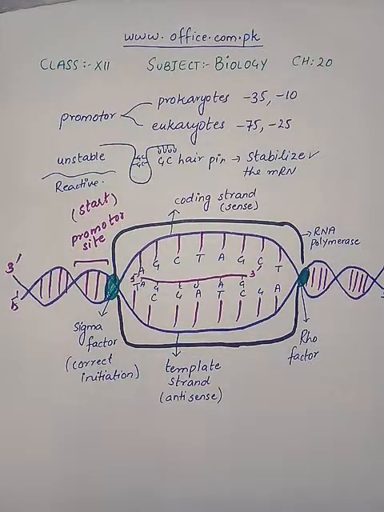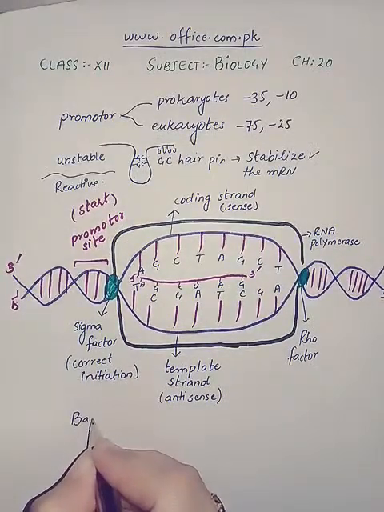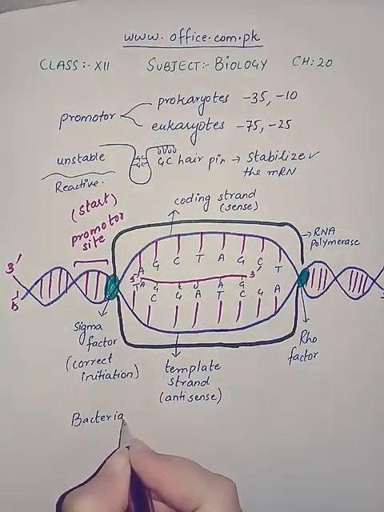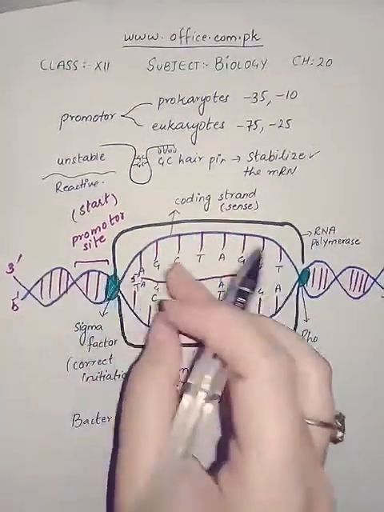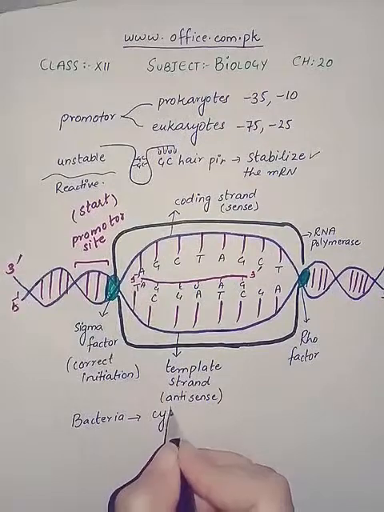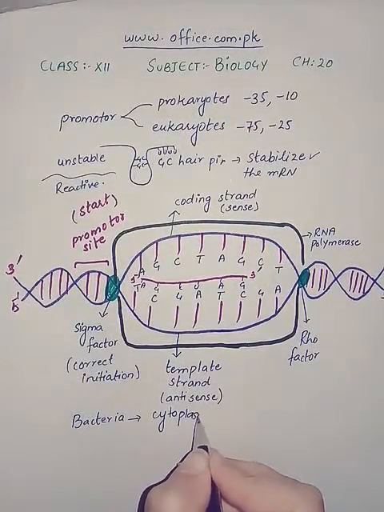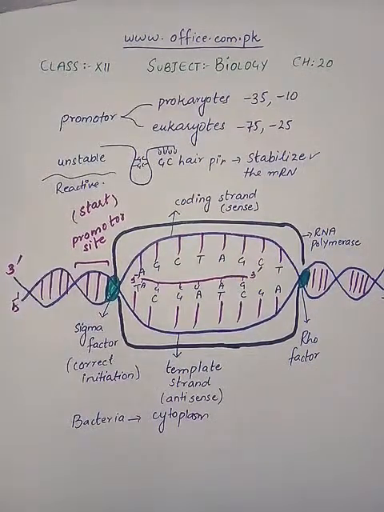Now when it comes to bacteria, since they have no proper nuclear membrane, the messenger RNA, when it is synthesized, will directly enter into the cytoplasm. On the other hand, in eukaryotes there is a proper nucleus, so the messenger RNA has to cover a long distance from inside of the nucleus to the ribosomes outside in the cytoplasm. The eukaryotic messenger RNA is modified in several ways.